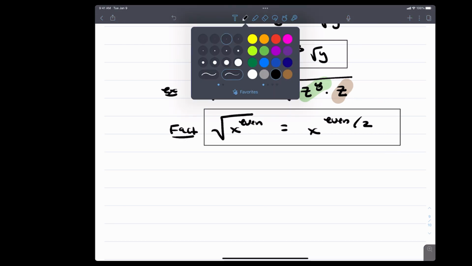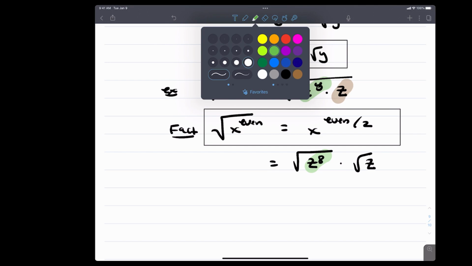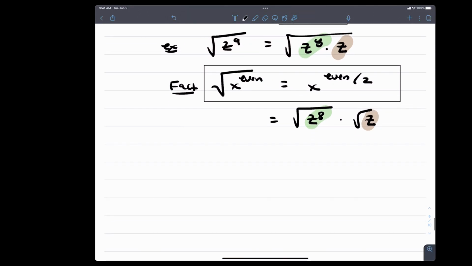It doesn't matter if the variable is x, y, or z. Product rule, z to the 8th, square root of z. So notice the colors here. Perfect square, it's going to be the largest again, and then this is going to be the z. So using this fact I just showed you, what do you write down? Get rid of the radical. It's now going to be z to the what power? Z to the 8 divided by 2.